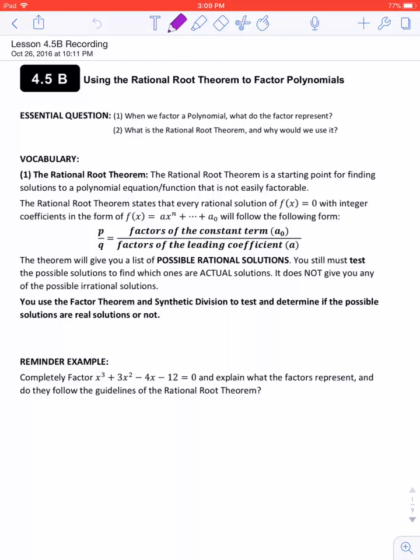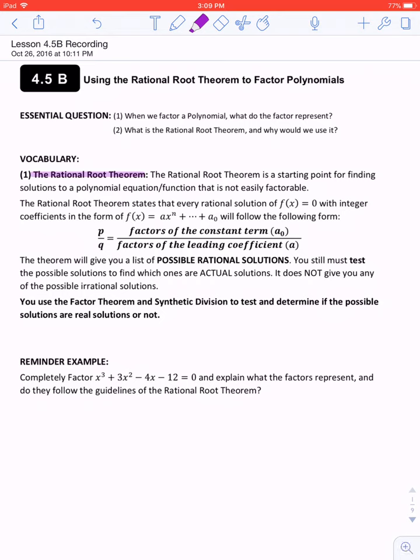Alright, so this is the introduction of 4.5b, talking through the rational roots theorem and factoring polynomials. So, the new piece that we need to talk through is what is that rational roots theorem.